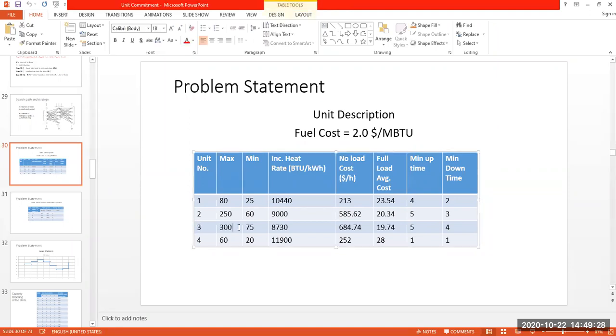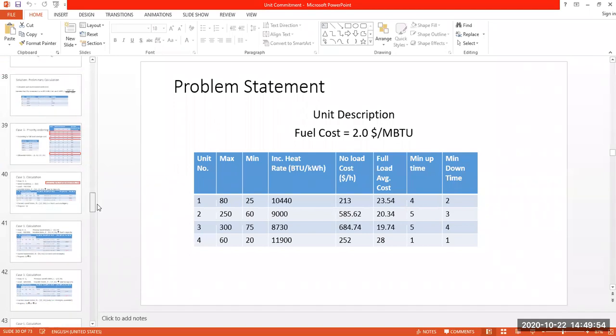I will take the full capacity of 300 from unit 3. The remaining I will take from unit number 2. How much remains from 450? It is 450 minus 300, so unit number 2 will give me 150, which is possible because its maximum capacity is 250. So I will take 150 out of it to satisfy the demand.